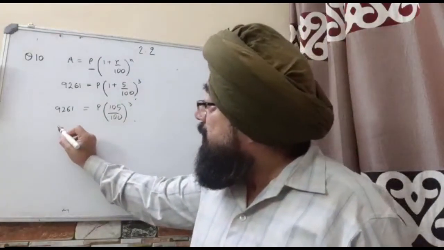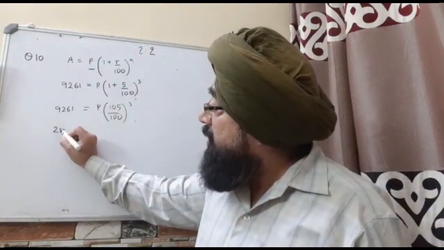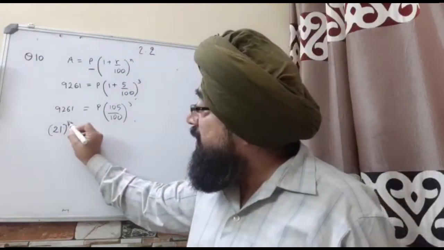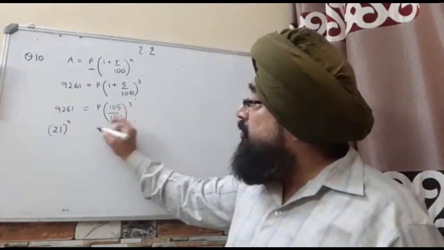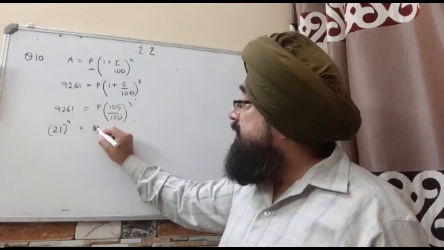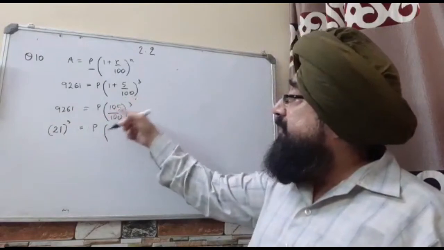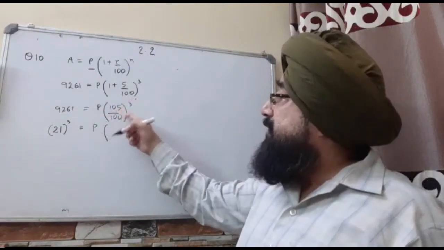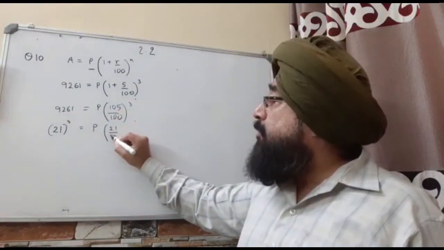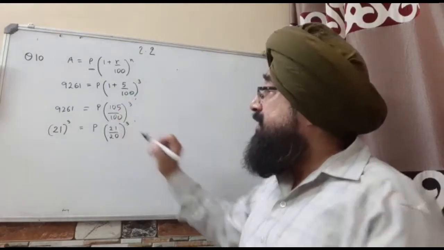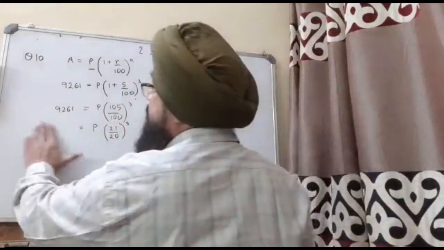So 9261 is nothing but 21 cube. And why am I thinking in terms of cube? Because there's a cube on this side to support. That is, you can see P, and if I divide 105 and 100 by 5, I get 21 upon 20 whole cube, and this step would have given me the idea.